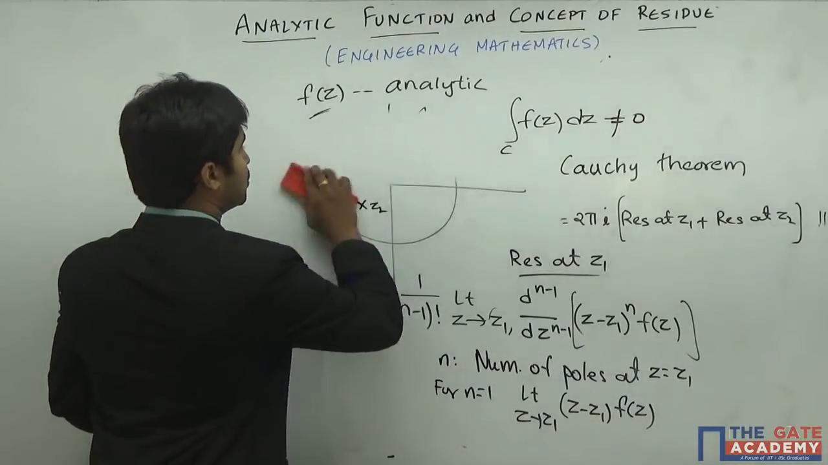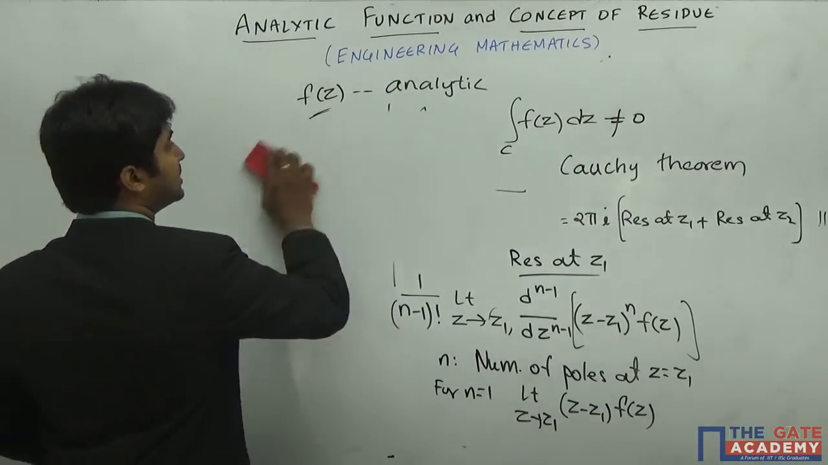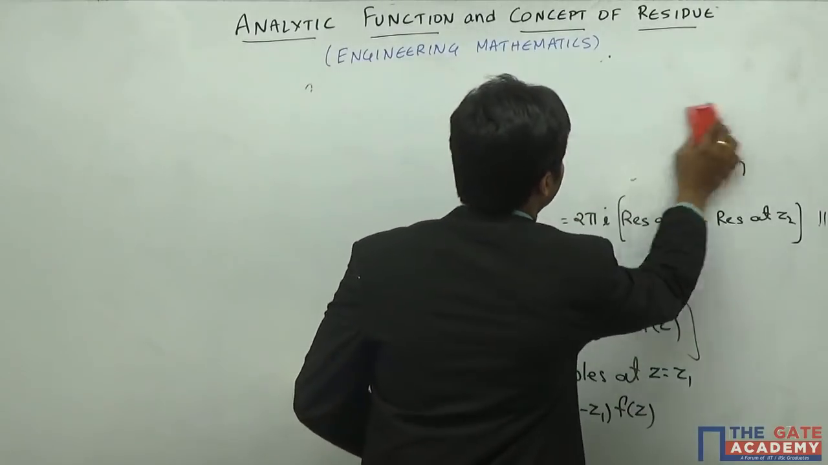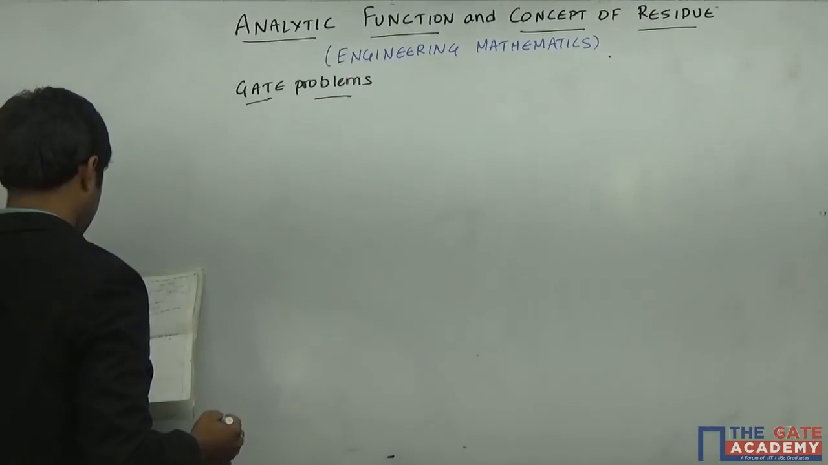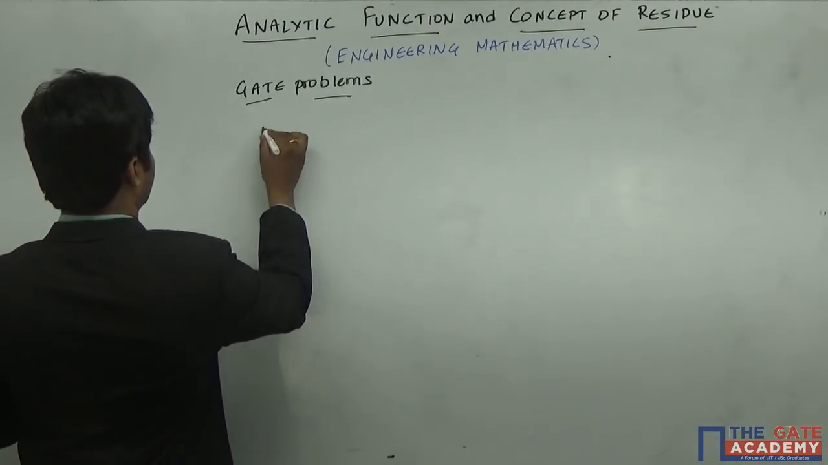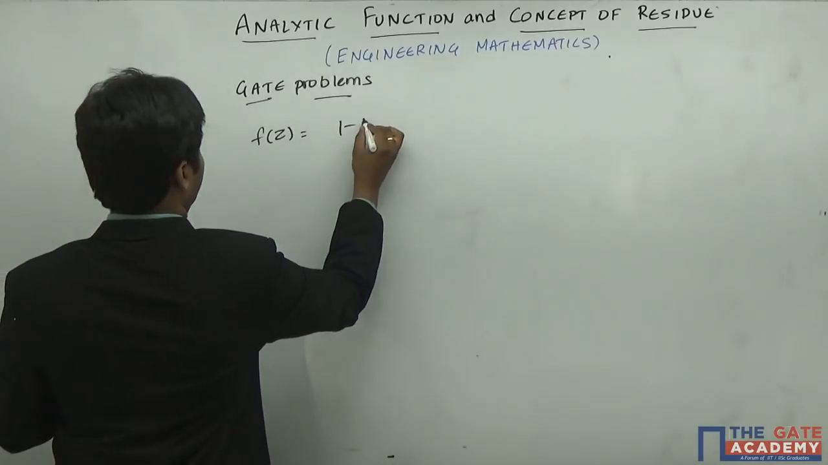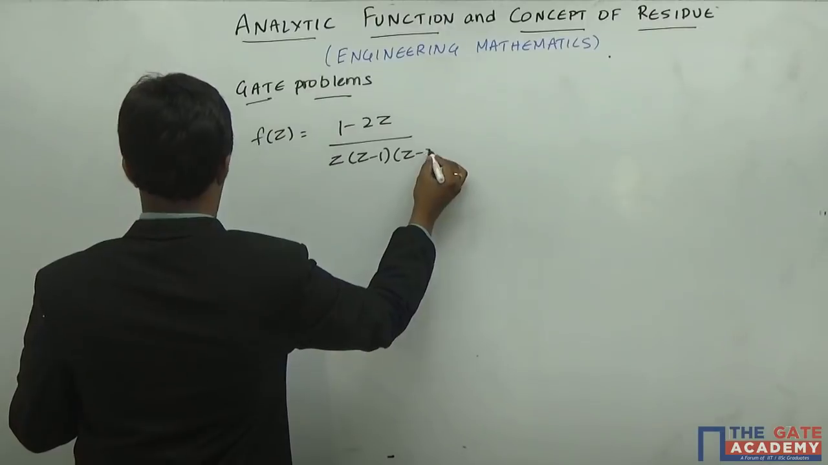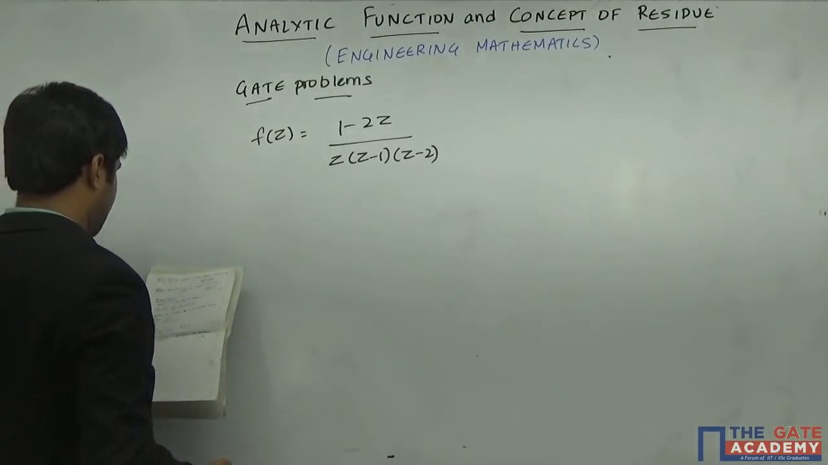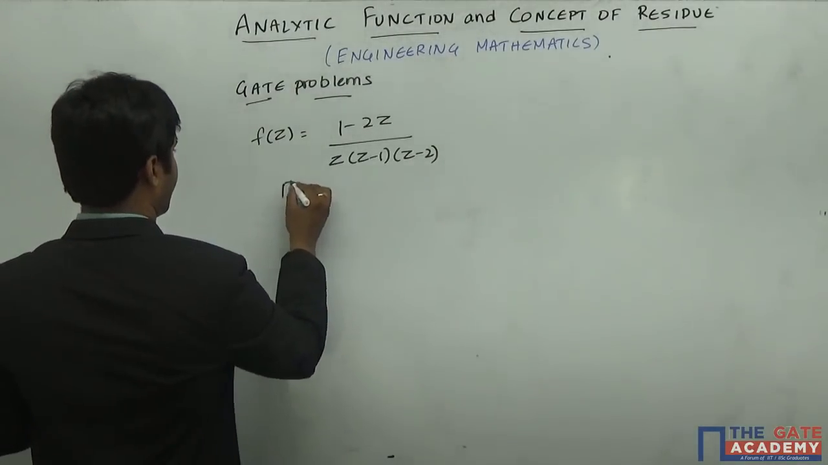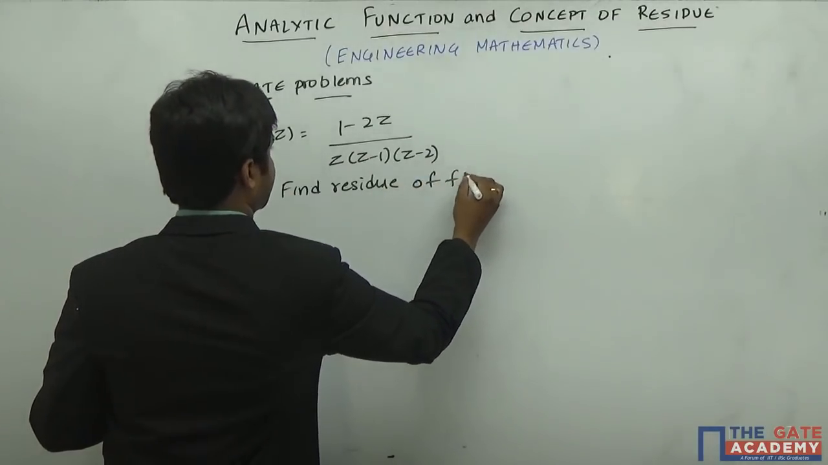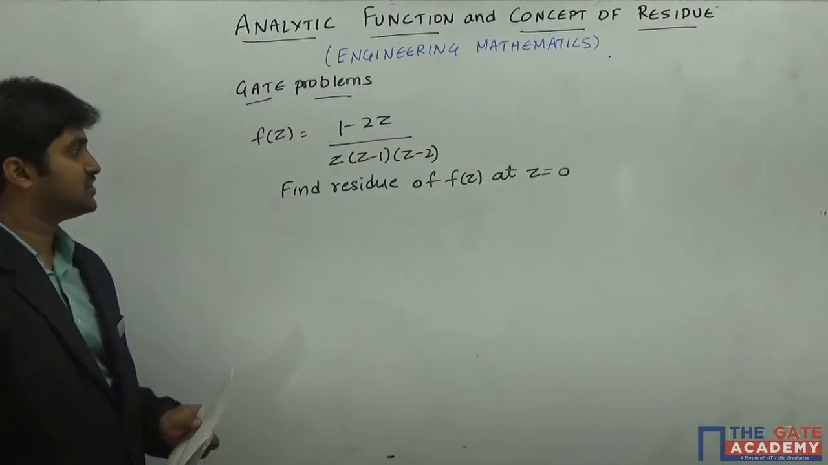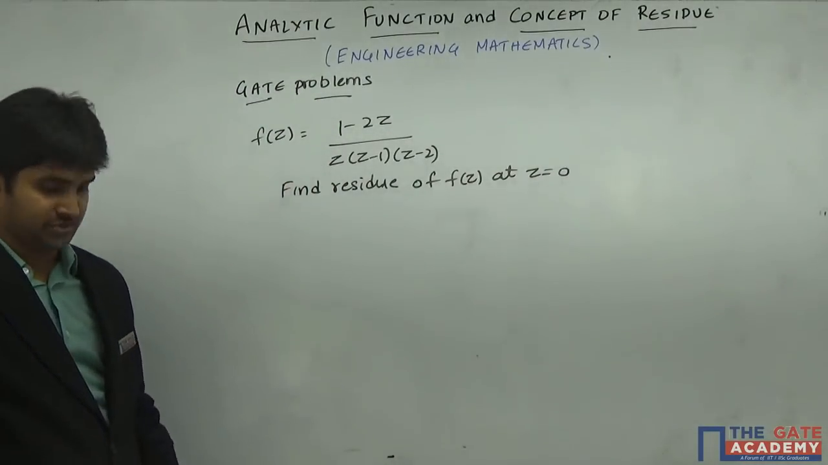The same will happen at z2 also. The only thing is that in place of z1 you will write z2. Now f of z is given as (1 minus 2z) divided by z into (z minus 1) into (z minus 2). What we have to do is find the residue of f of z at z equal to 0.